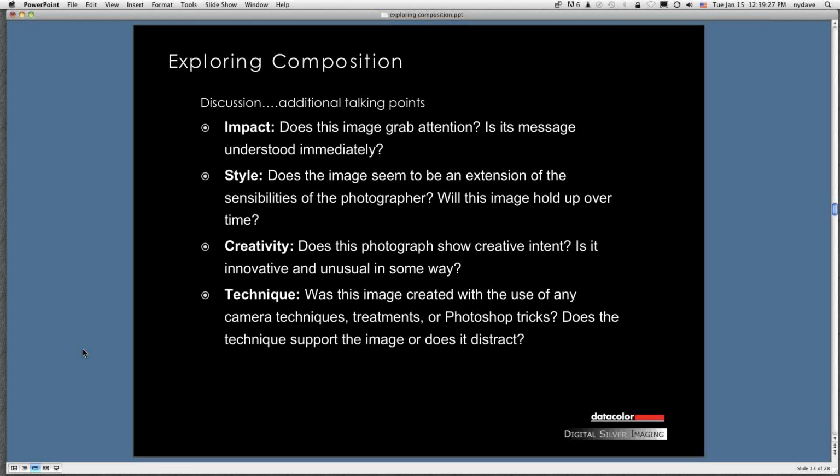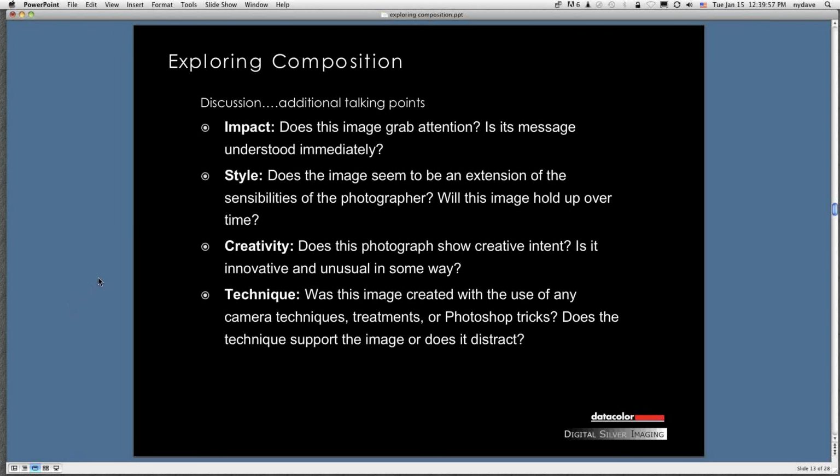Creativity was the image taken with creative intent, or made with creative intent. That old saying, you don't take a photograph, you make one. Does it show the creative intent? Is it innovative or unusual? I don't necessarily require that. I think that if it speaks to me, it doesn't necessarily have to be different than everybody else's photograph. But in a lot of cases, people do want to see that innovation and uniqueness.